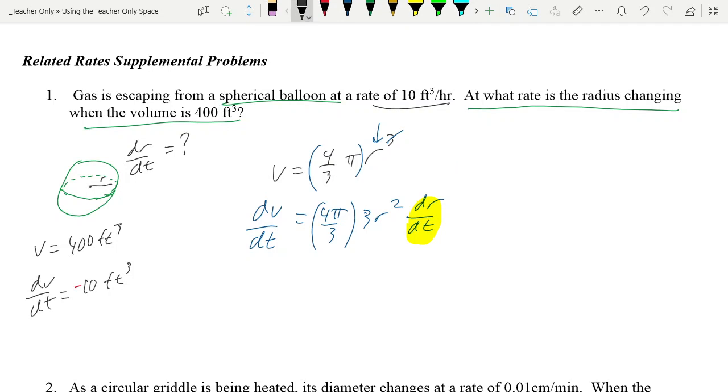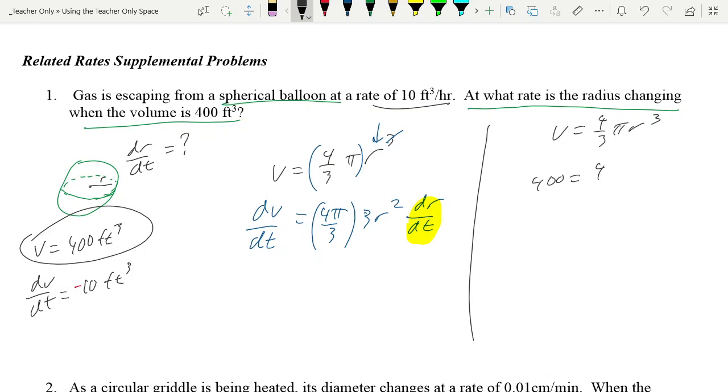So what I'm going to do is say, well, they did give me this piece of information. Maybe I'm supposed to use it somehow. The fact that this is a spherical balloon that is 400 cubic feet. Oh, okay. Well, if I take that idea, I already know the volume equation. Volume is 4/3 pi r cubed. So therefore, the volume is 400.